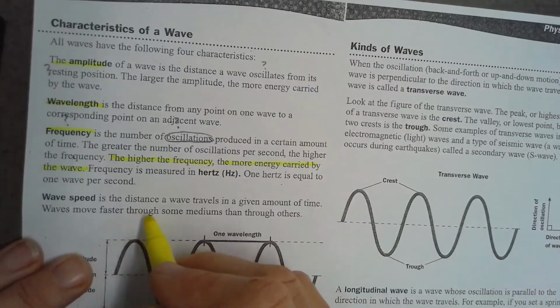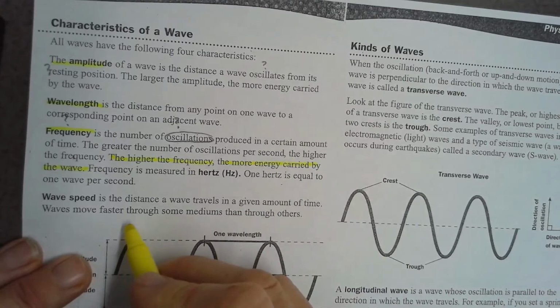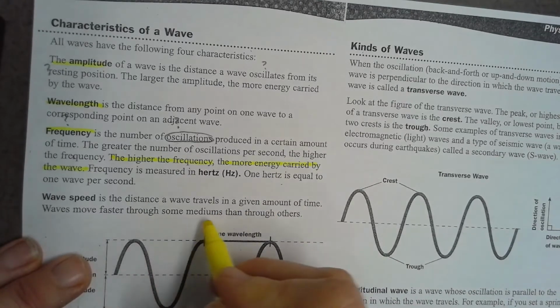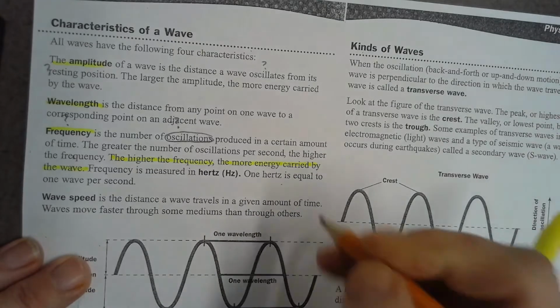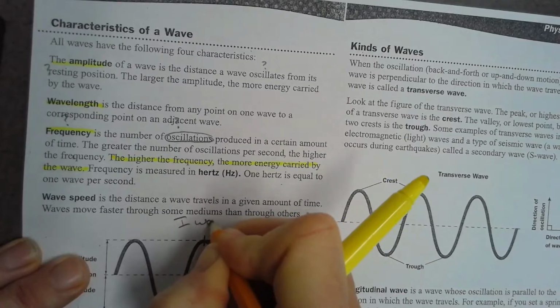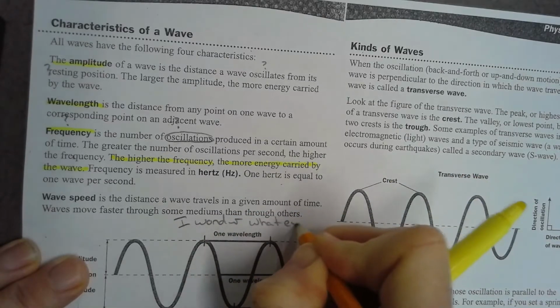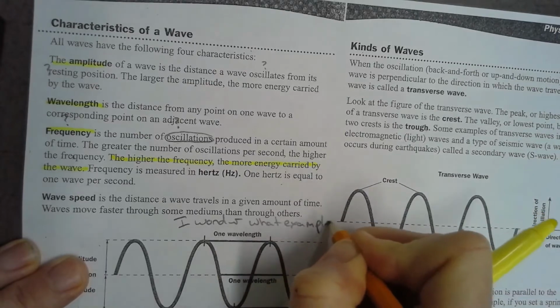Wave speed is the distance a wave travels in a given amount of time. Waves move faster through some mediums than other mediums. I'm going to have to ask, I wonder what examples there could be of that.